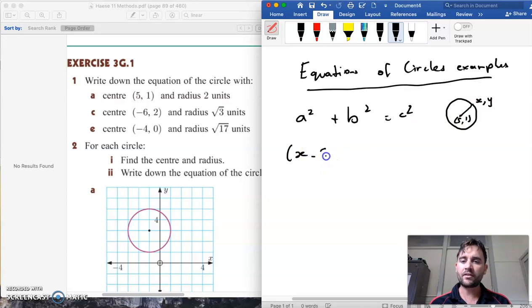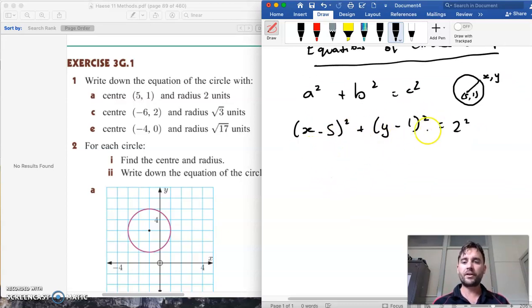So isn't it just simply x take 5 squared? Now that is add y values, that's y take, what is my y value? 1 squared, equals my radius c squared, which is 2 squared. That is how to work out my equation with a center point of 5 and 1. So that is simply my equation there. We can of course simplify this, we can expand it, simplify all of those things, but for the purpose of finding an equation, there's my equation done.